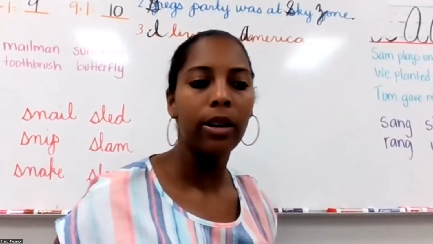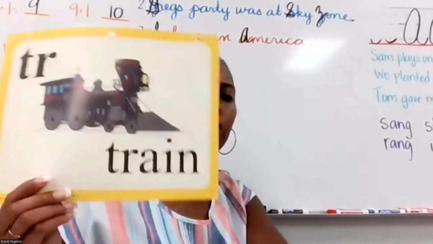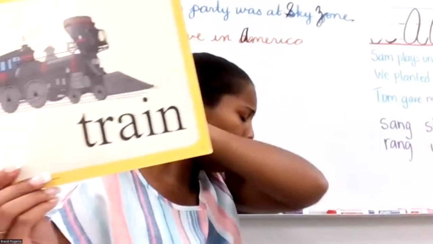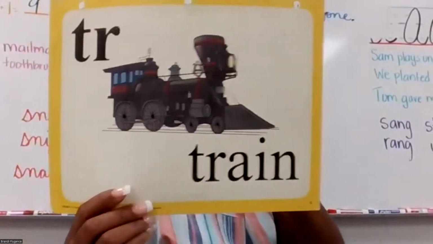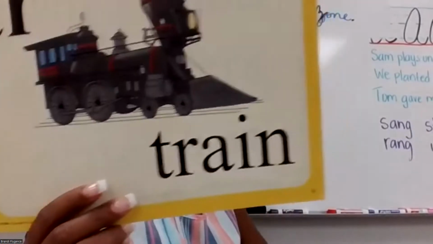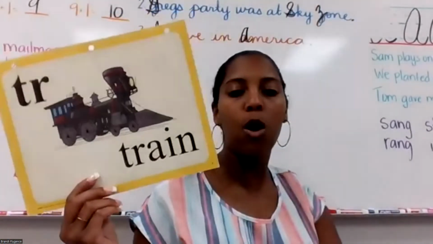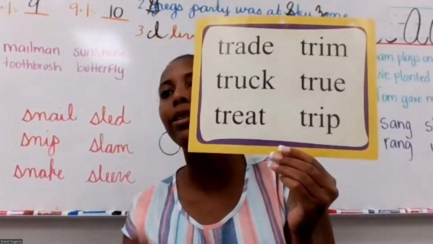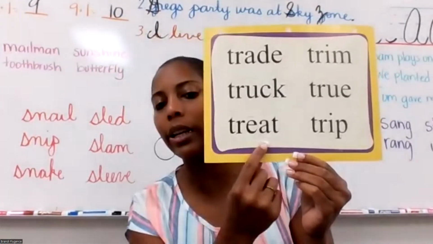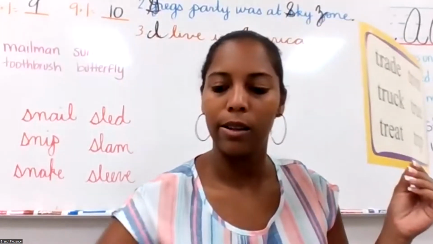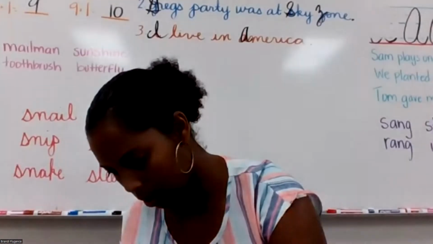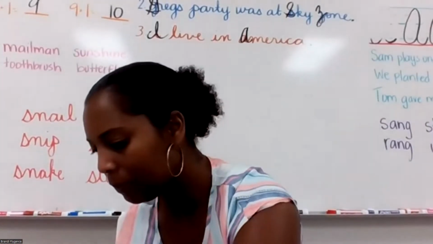All right, next one. TR says chur, and tree. All right, this is something that dogs get as rewards whenever they obey. They will get this. A tree. Do you see how all the words match the special sound?